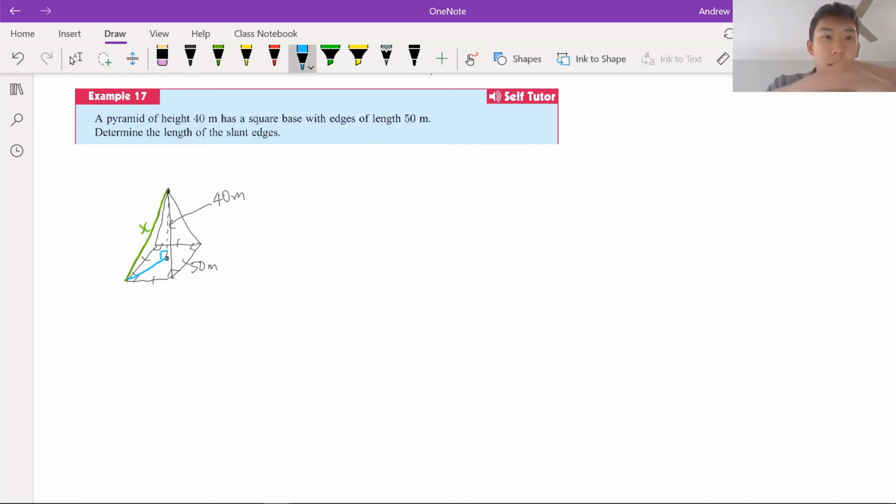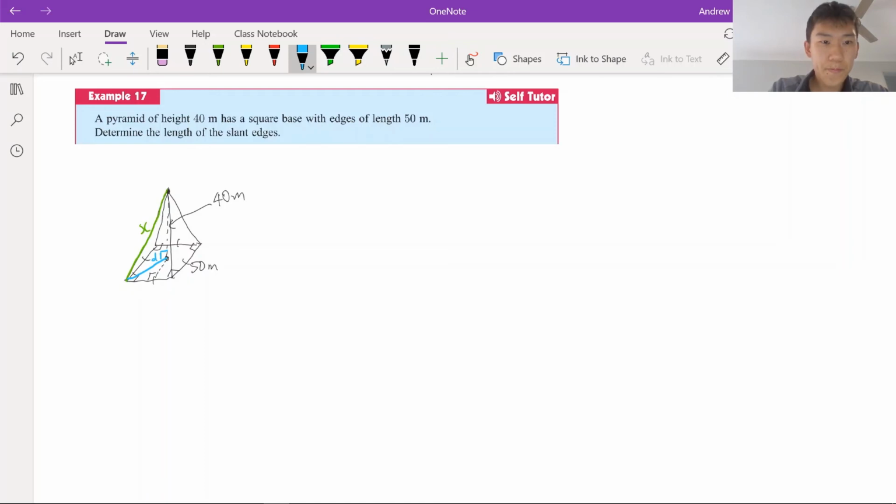So you can do this a number of ways. Imagine the blue line goes all the way like that. You can find the whole diagonal and halve it, or for now we might just draw another dotted line here. Here's another right angled triangle. Let's call this blue line D this time.